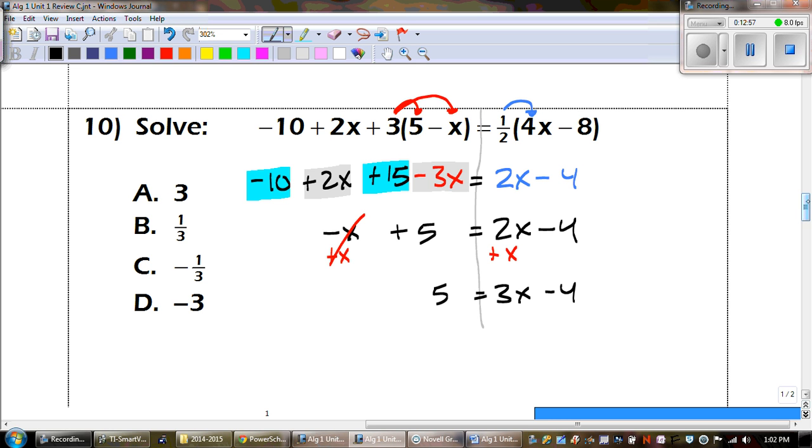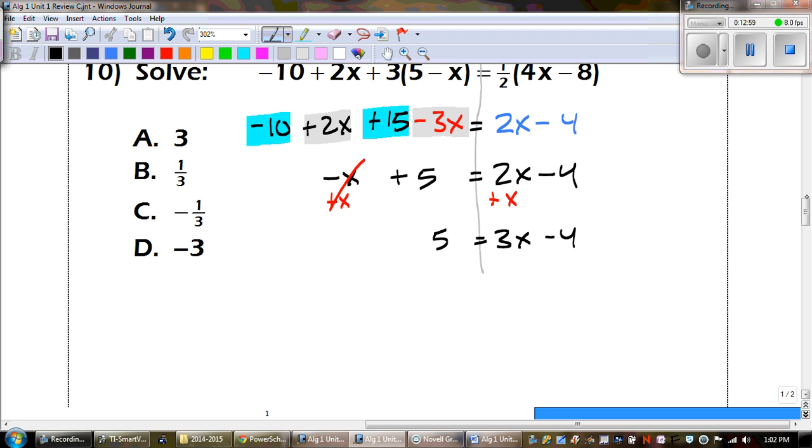You don't have to pause the video. Come on. Let's go, lazy bones. Okay, you should be adding the 4 to both sides. Yeah, and then you divide. And your final answer, you get that x equals 3.